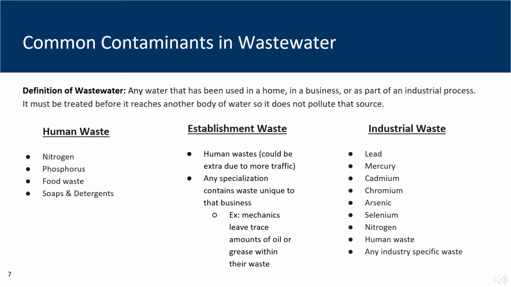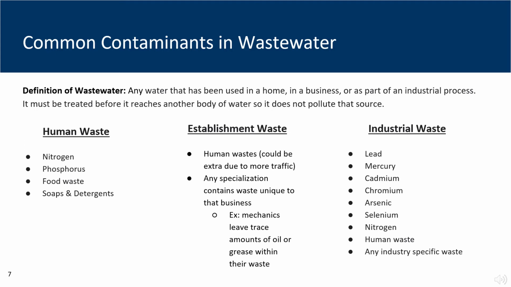As we can see here, we have common contaminants in wastewater. We've spread this through 3 categories: human waste, establishment waste, and industrial waste. This was done to properly categorize where these types of contaminants would occur. Human waste is waste found in a regular home. Establishment waste is something you'd find from a small business. More waste, and sometimes it's unique.